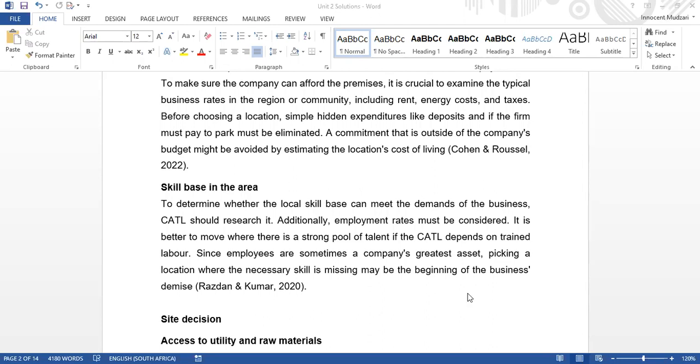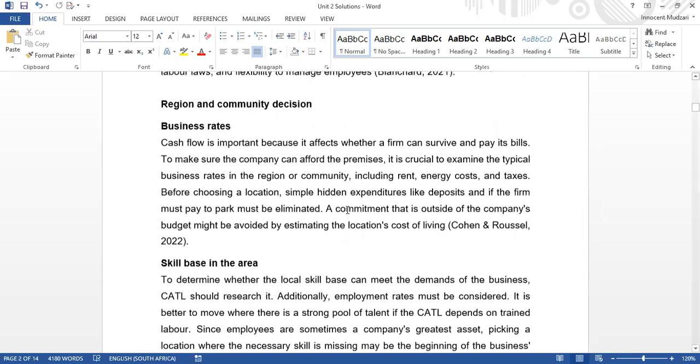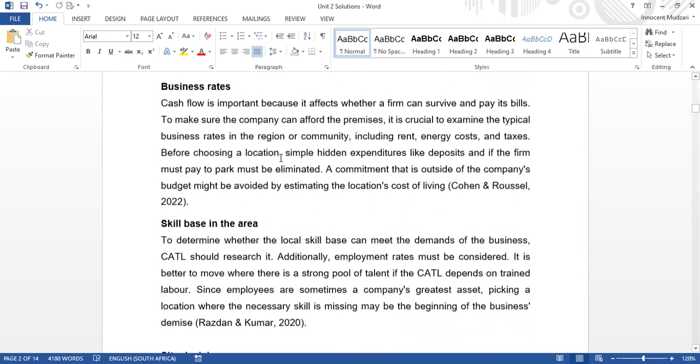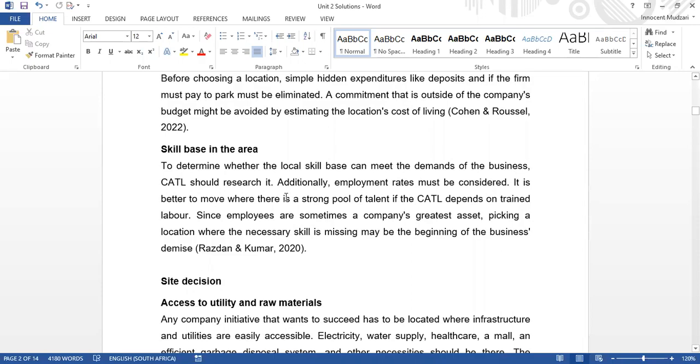Right, so it is better to move where there is a strong pool of talent if the company, which is CATL, depends on trained labor. Skill base in the area is a regional community factor that can affect location decisions. If a company requires technical abilities or trained labor, it needs to locate in an area where the talent is available. Okay, so this is what you can write under region and community decision: business rates as well as skill base in the area.